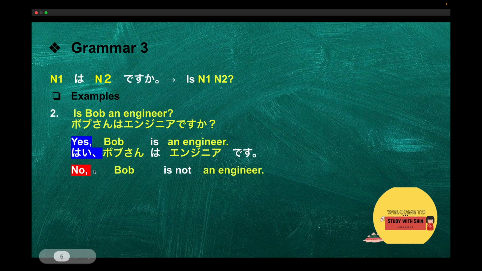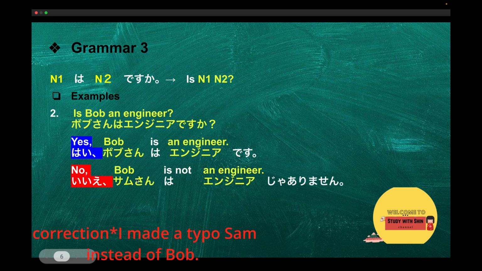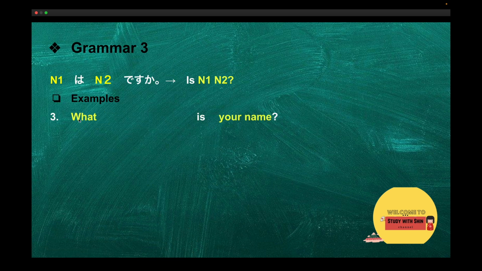Okay? If you want to say no, Bob is not an engineer. How do you say no in Japanese? いいえ、ボブさんはエンジニアじゃありません. Now let's take a look at another example.